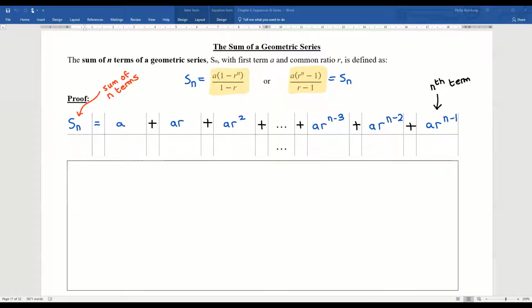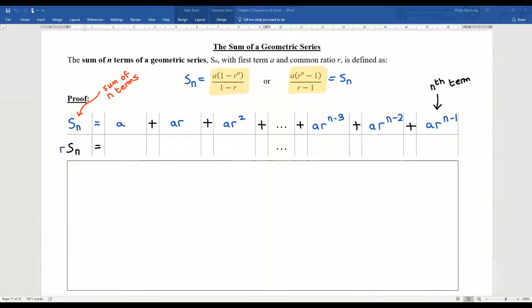And you might think, okay, we're probably just going to write it backwards. Well, you'd be wrong. This is the first trick I want you to remember. So if you write out the series like that up to the nth term, the next step is you're going to write it out again. But this time we're going to multiply the whole thing by r.